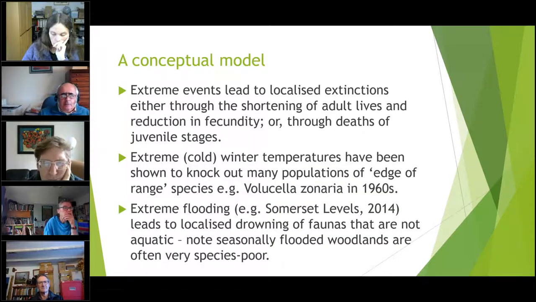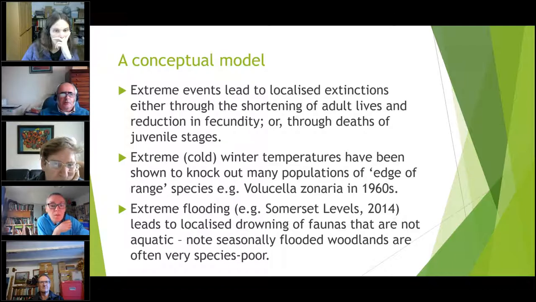So we can come up with a bit of a conceptual model. And I remember from work, people said, we don't want any models. Well, all models are based on conceptual models. And I'm a great believer in conceptualizing circumstances so that you can build an idea of what's going on. So my conceptual model is based on a number of factors.